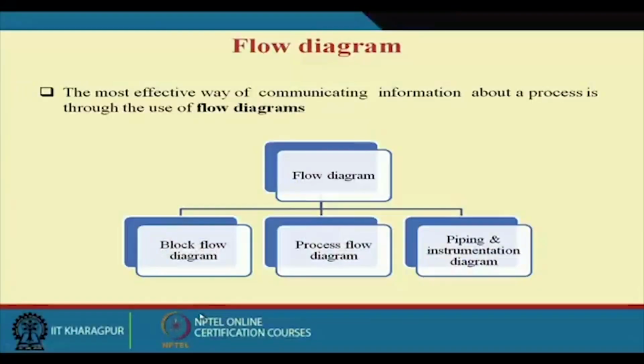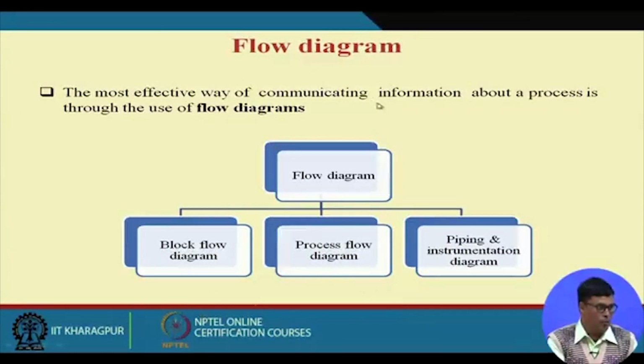This is Industrial Biotechnology. If you look at this flow diagram, the most effective way of communicating the information about a process is through the use of flow diagram. Flow diagram may be of block flow diagram, process flow diagram, piping and instrumentation diagram. Let me explain what is the purpose of the flow diagram.